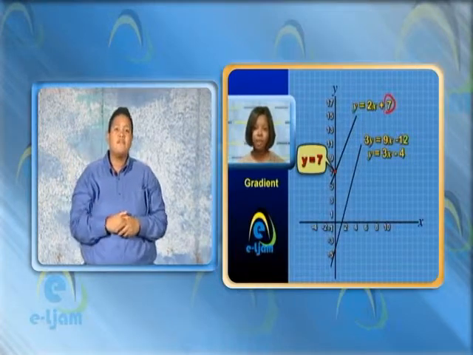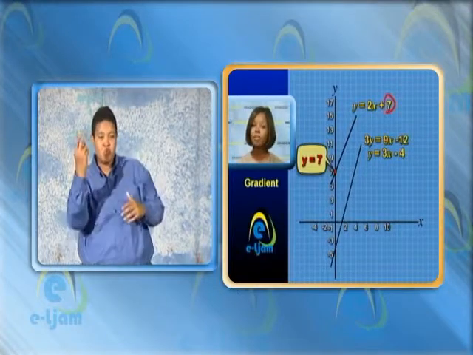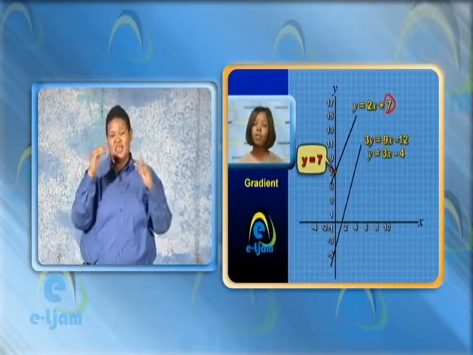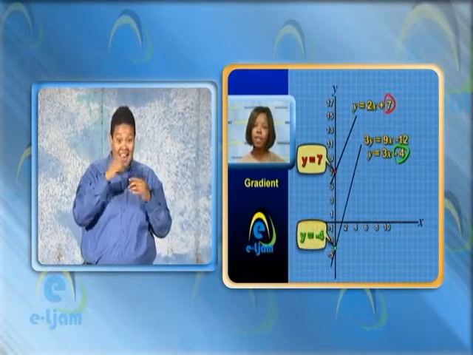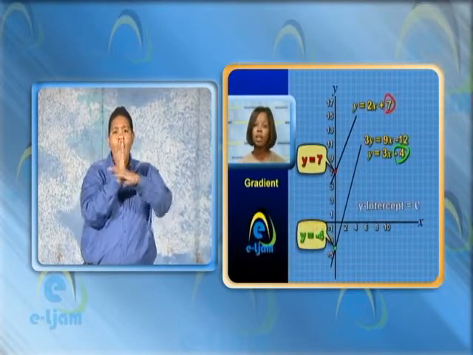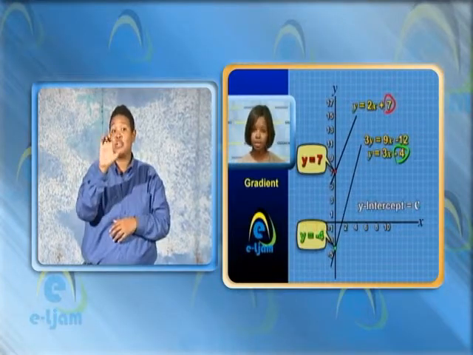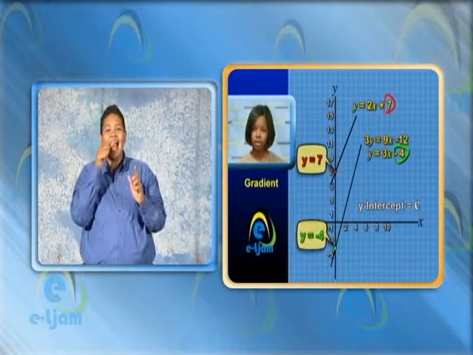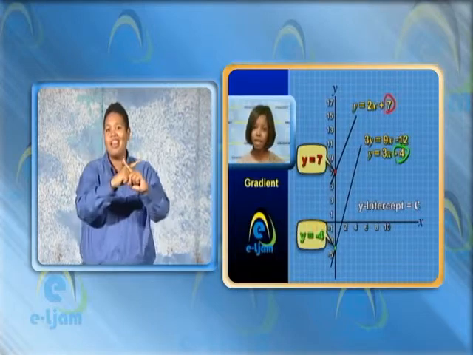And for 3y equals 9x minus 12, the same equation as y equals 3x minus 4, the line crosses the y-axis at negative 4. The point where the line crosses the y-axis is called the y-intercept. It is denoted by the common letter c. Note that when you intercept something, you cross it. The same thing applies here.